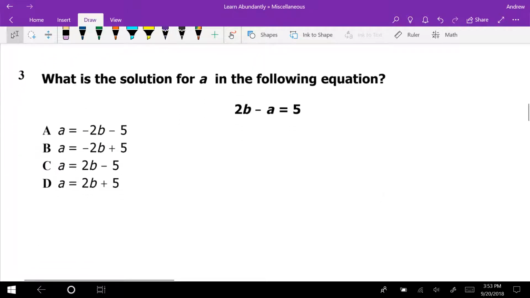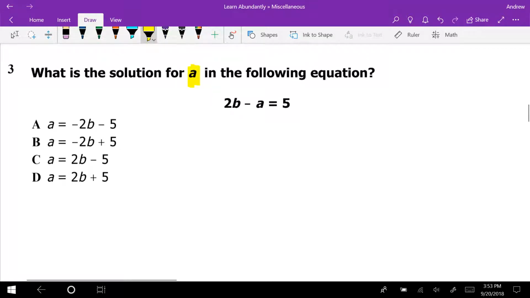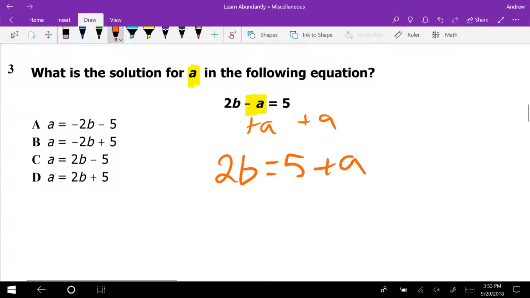Next one. All right, this one we're finding a, which is right there. I'm going to show you a secret way to do it, okay? We can do it the normal way, but I'm going to do it the secret way, because I like that one better. It's a minus a, not just an a. So if I want to get the a by itself, I'm going to add a to both sides. And that might be weird that I'm moving the a instead of moving the other stuff, but what happens when I do that is I get 2b equals 5 plus a. Now the a is positive. Now all I have to do is subtract 5 from both sides. And I get 2b minus 5 equals a. And let me check my answer choices. If I use the symmetric property, I can flip that around and I get C.